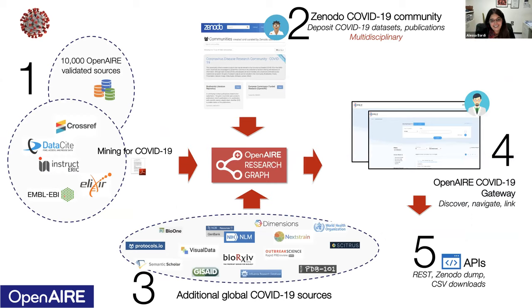So in this slide, you will see all this summarized in one single slide. So collection and mining, the additional COVID-19 sources that we found out thanks to the collaboration with the community. And then there's another COVID-19 community gateway that shows the part of the OpenAIRE research graph that is relevant, and finally, the APIs.